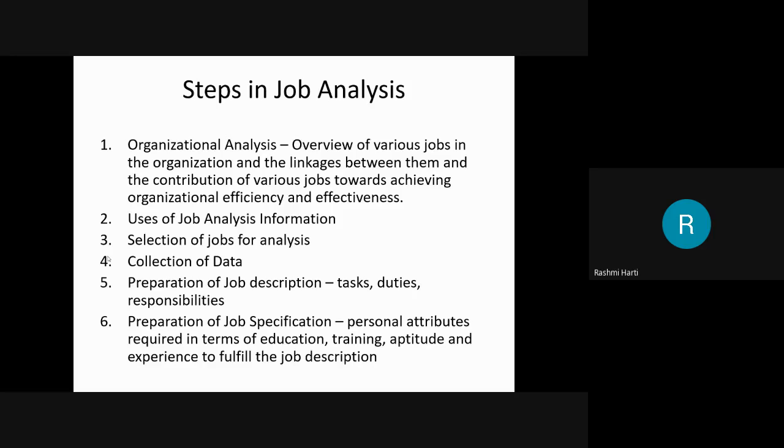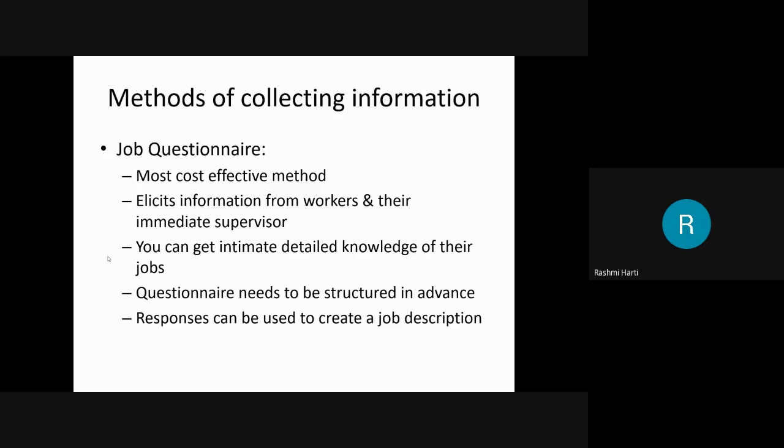Now moving on to the next topic, methods of collecting information. The first method of collecting information is the job questionnaire. Here, the analyst receives first-hand information about the experience in the job. It is the most cost-effective method. It collects information from workers and their immediate supervisors. You take the information from the workers who are already working on that particular job, as well as the immediate supervisors. Then you can get intimate data, detailed knowledge of that particular job.